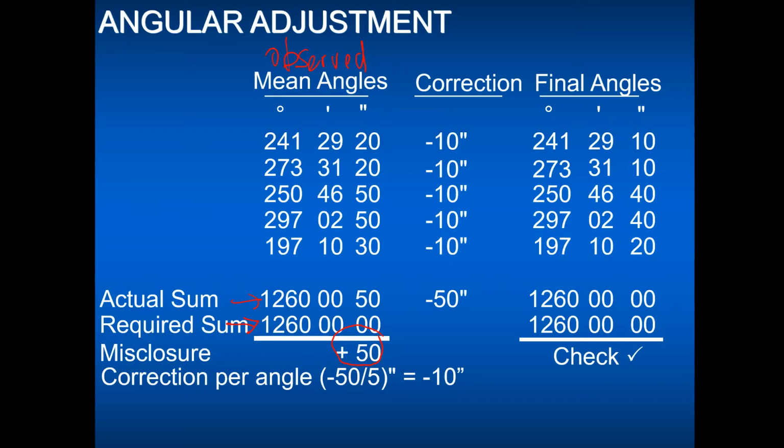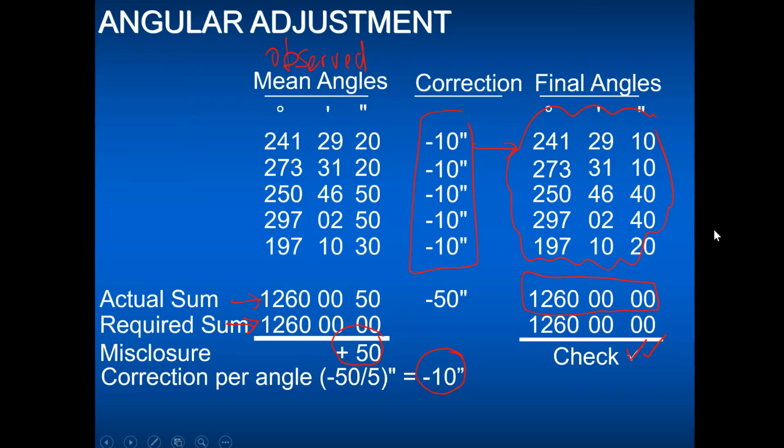So we know that we have 5 angles or 5 stations, so the error is positive, so the correction will be negative. So divide that by the number of angles. So our correction per angle is minus 10 seconds. We're going to do that there. Calculate the final angle. And if we sum all that, we should get 1,260 as what we've calculated for the theoretical value. So we have checked that. So that's done. Okay, so that's the angular adjustment.